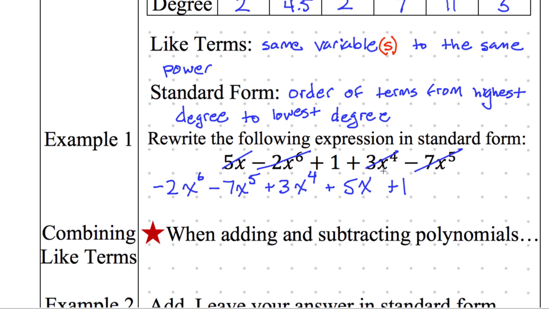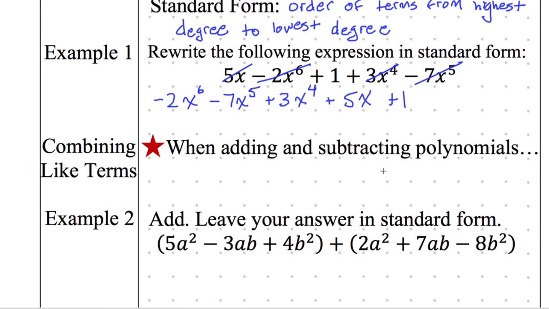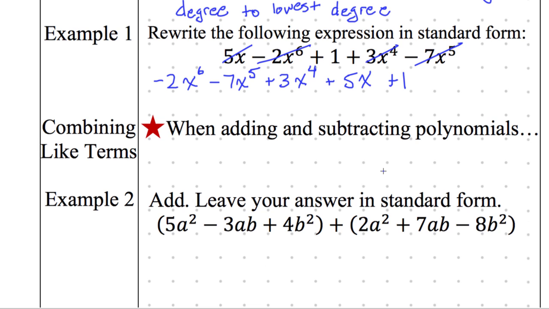So we know how to use standard form now. Let's go ahead and talk about combining like terms. You have learned this, but it's going to get a little bit more complicated today. So when adding and subtracting polynomials, we need to combine like terms. It's nothing new.